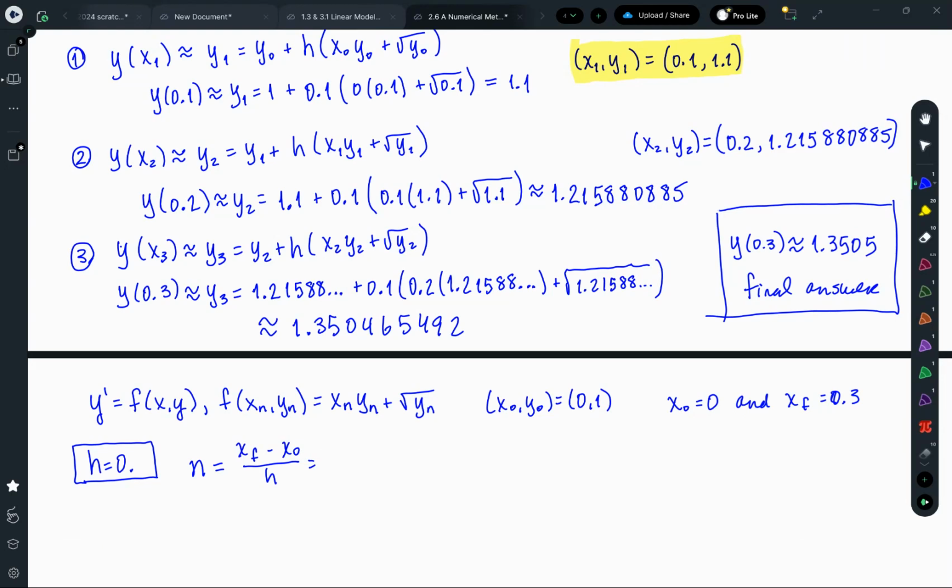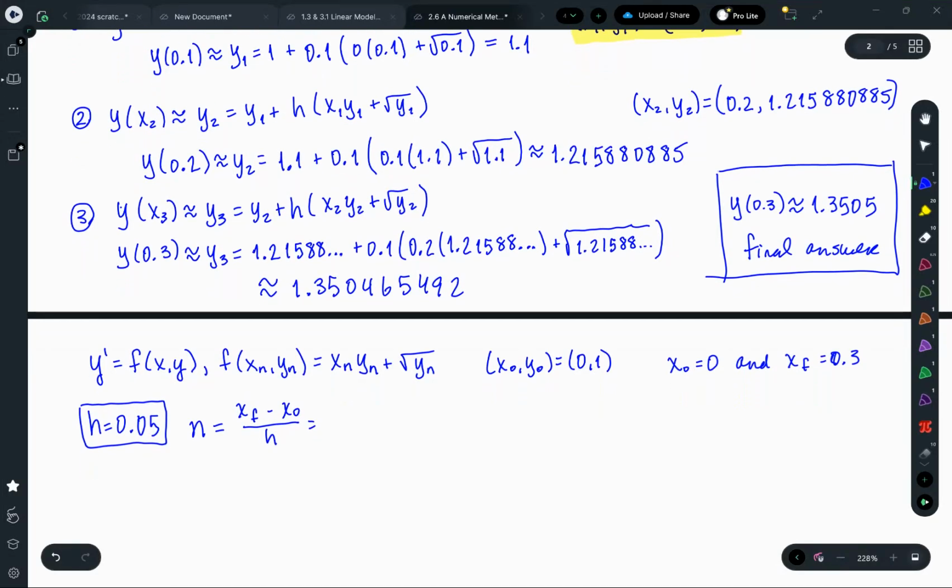Okay, so I have all the information that I need. My h now, though, is 0.05. So I need to recalculate the number of steps it's going to take. My x final is still the same. My x naught's the same. My y prime is the same. Everything else is the same. But if h changes, then the number of steps changes.